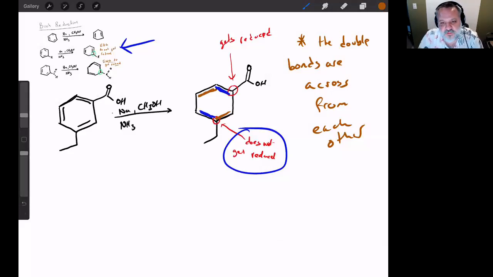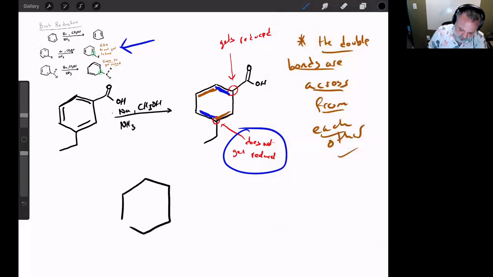Then we know where the other bond goes because the double bonds are across from each other in a Birch reduction. But all three things have to be consistent. The electron donating group does not get reduced. The electron withdrawing group does get reduced, and the double bonds are across from each other. So there's only one situation where all three of those are in agreement with each other. So we do not want a double bond at that location. So that means we're stuck with that as the product.